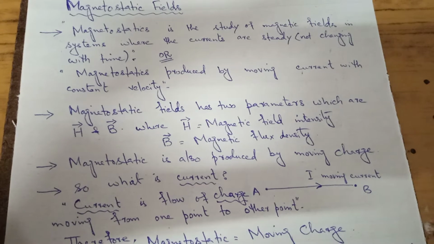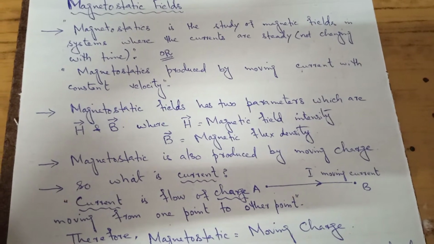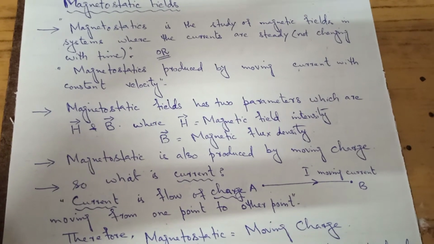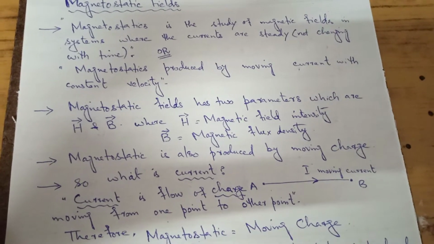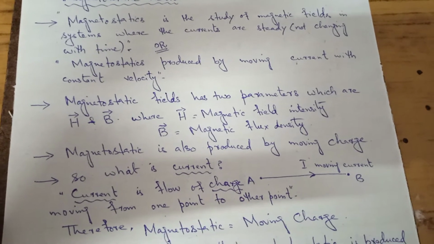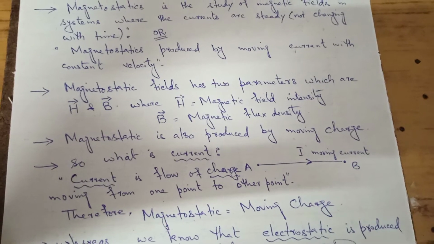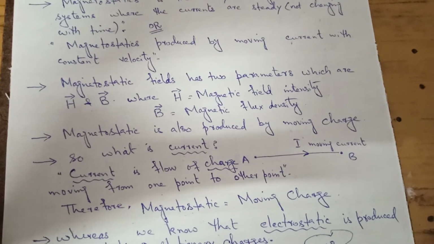Magnetostatic field has two parameters, H and B, where H is the magnetic field intensity and B is the magnetic flux density. Magnetostatic field is also produced by moving charge. So what is current? Current is the flow of charge moving from one point to another point.